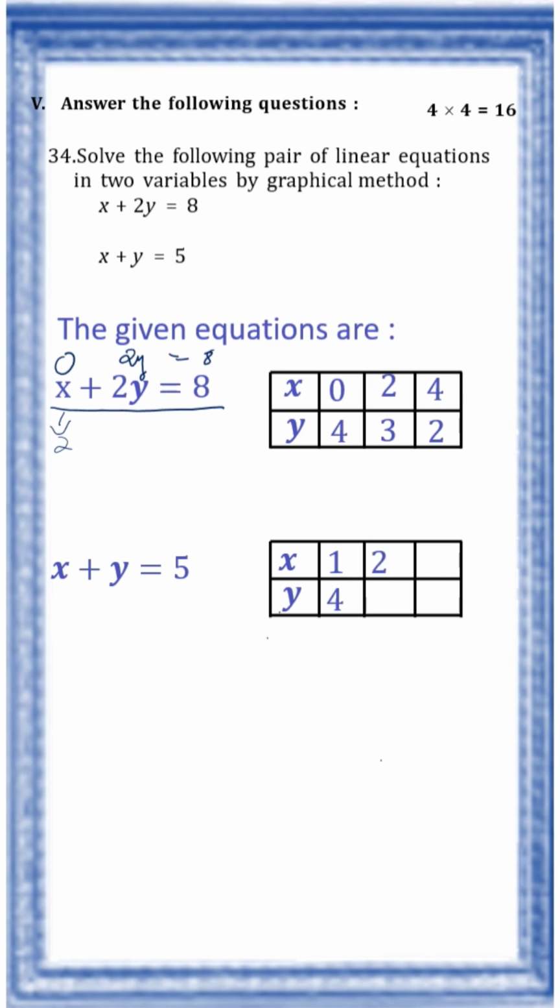When x is equal to 2, y is equal to 3. When x is equal to 3, y is equal to 2. Here observe 2, 3. This and this have the same value. So the solution is 2, 3. X is equal to 2, y is equal to 3.